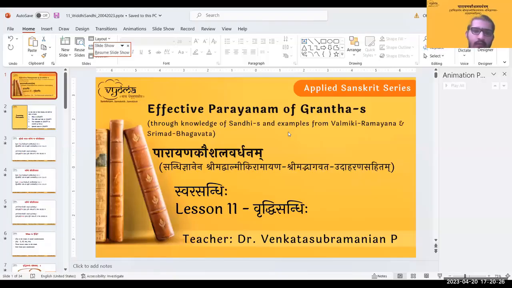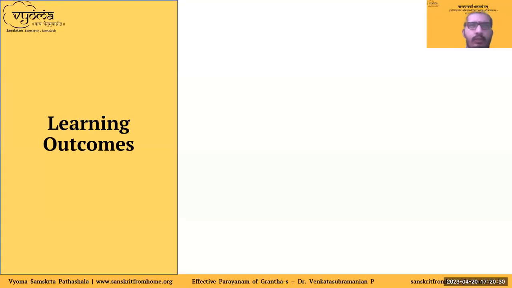We'll be starting with Vriddhisandhi. So in Swara Sandhis, we have learned Yadasandhi, Ayadisandhi, or otherwise called Yantavantadesha Sandhi. And we saw Savarna Dirgha Sandhi, Guna Sandhi, and today we'll be learning about Vriddhisandhi. This is the fifth Sandhi in Swara Sandhi.